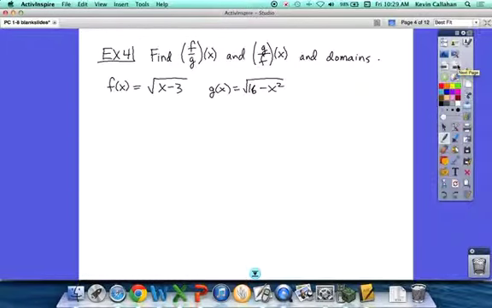So let's do another one where we got to divide, since that's the main challenge. Out of those first 4, this is probably the most difficult part of it. So we're going to do f over g of x and g over f of x and state domains. So f of x over g of x. I wouldn't try to simplify it. Now we got to state the domain.